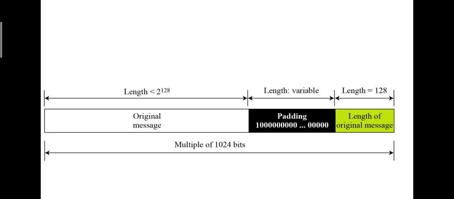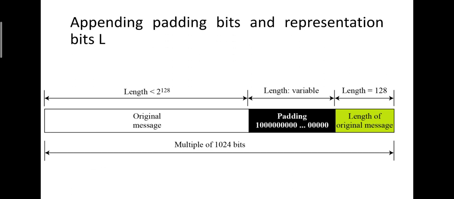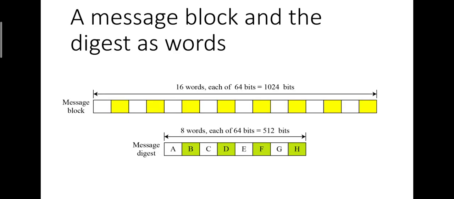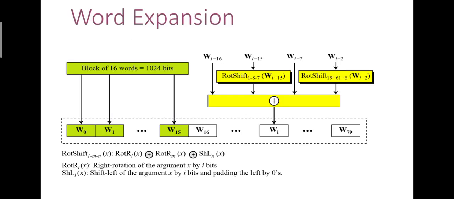The following figure shows that the original message will have a length of less than 2 to the power of 128, the padding is variable, and the length field of the original message is 128 bits, with the total a multiple of 1024 bits. Next is appending padding bits and the representation bits L, which is the length. The message block and the digest are treated as words of 64 bits each, so 16 words make a total of 1024 bits. And word expansion is like this.